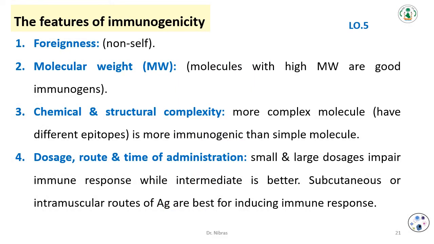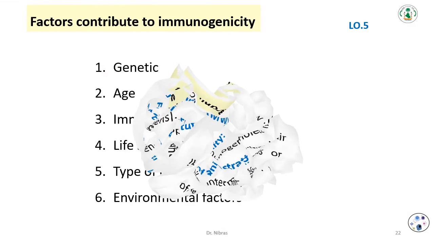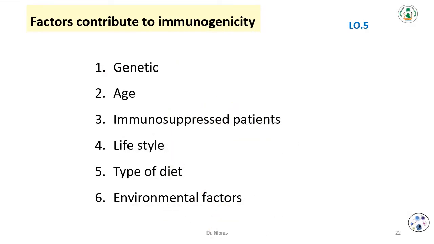Features of immunogenicity include foreignness, molecular weight, chemical and structural complexity, dosage, route, and time of administration of antigen. All these affect the immunogenicity of an antigen. Factors that contribute to immunogenicity include genetics, age, immunosuppressed patients, lifestyle, type of diet, and environmental factors. All these factors affect immunogenicity.